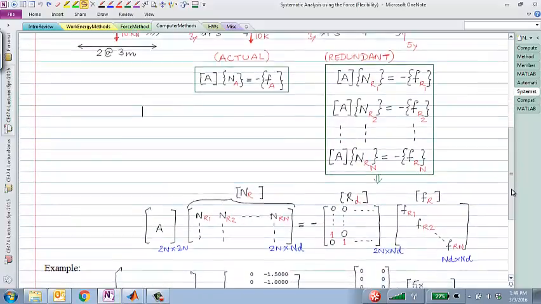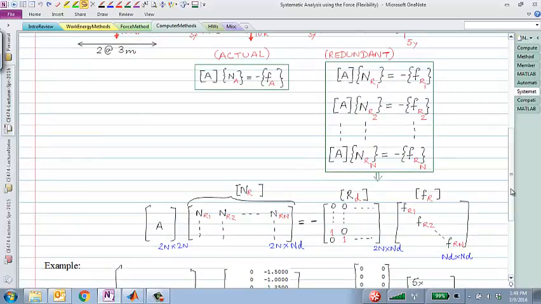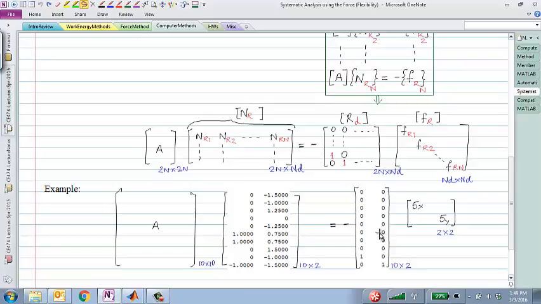Hopefully that makes sense. For this particular truss, I'm showing you an example of how that works. Look at this first vector. There are exactly 10 entries here. Why 10?